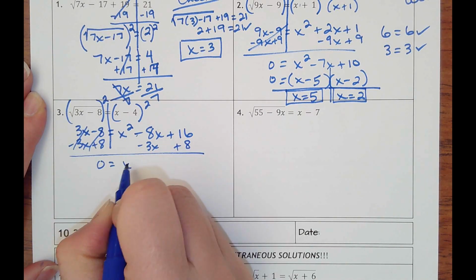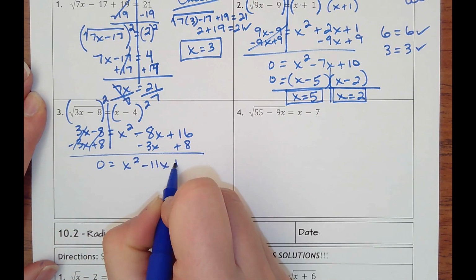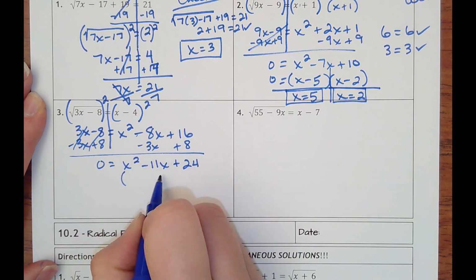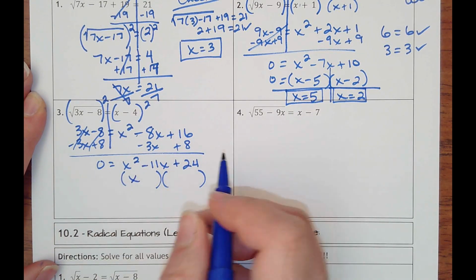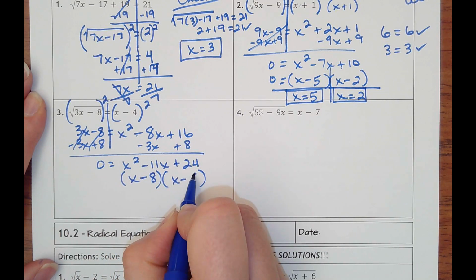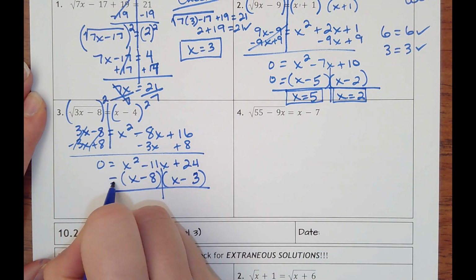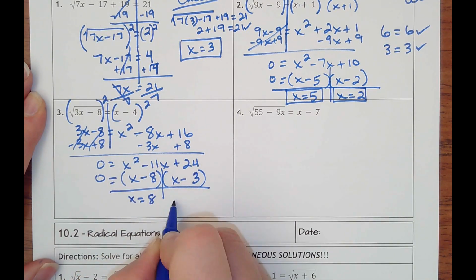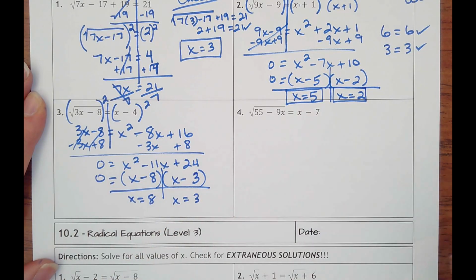So I get x squared minus 11x plus 24. Factor. It'd have to be two negatives again. That would be negative 8 and negative 3. Which means my solutions are positive 8 and positive 3.